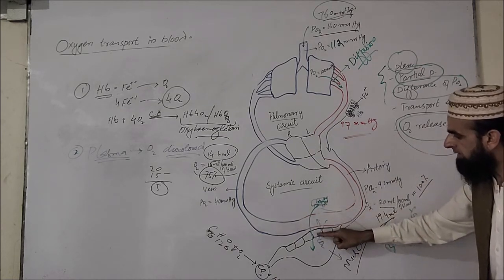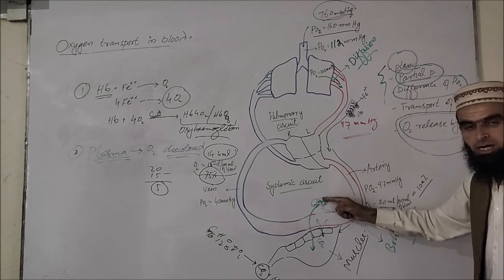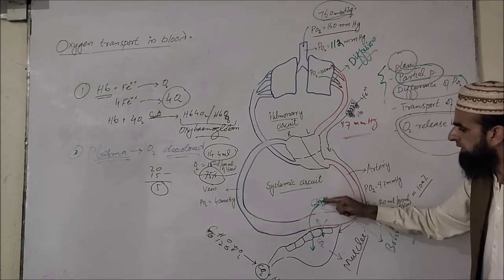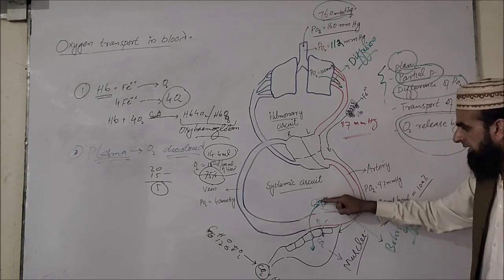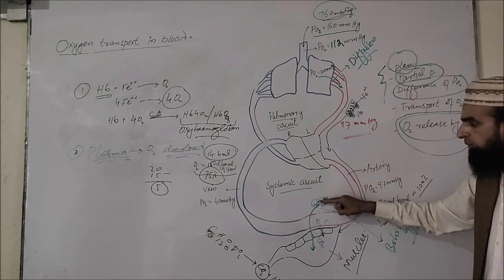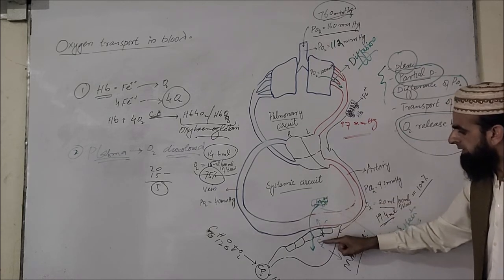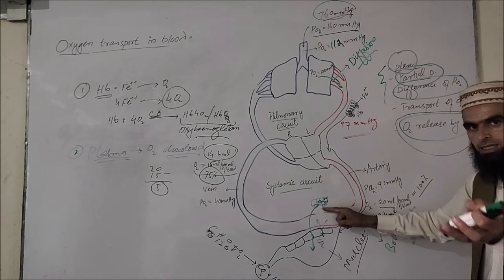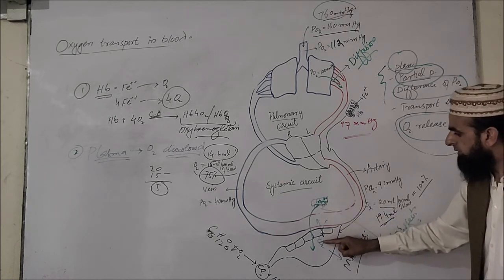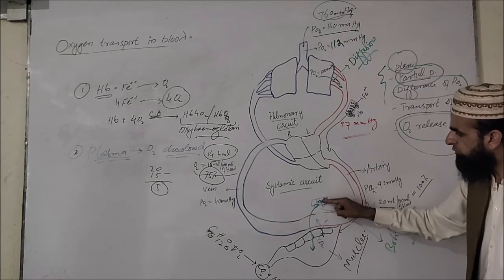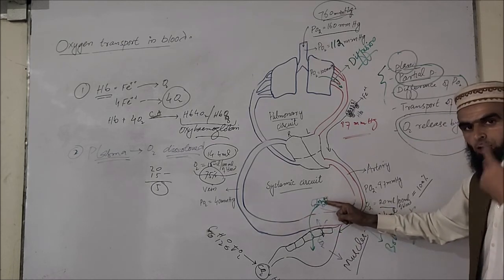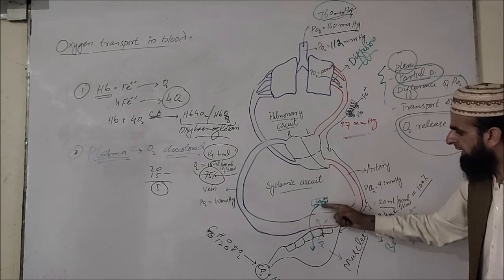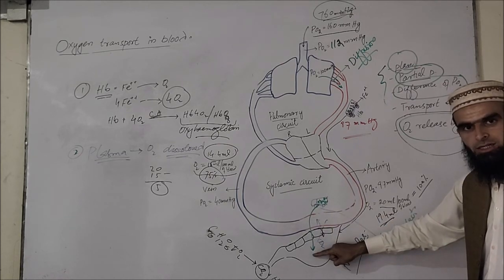Release of oxygen takes place here. How? Carbon dioxide or protons come to get into the blood or hemoglobin. Then the oxygens are released. The entry of carbon dioxide or protons, we will discuss in the transport of carbon dioxide. So this entry of carbon dioxide or protons into the hemoglobin unloads the oxygen from the hemoglobin, and that oxygen is then given to the tissues.